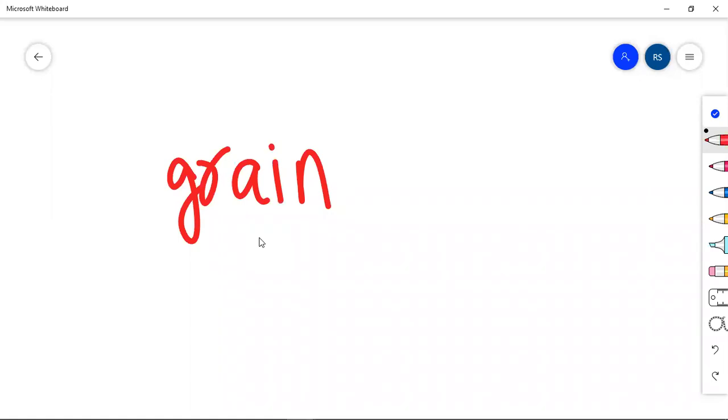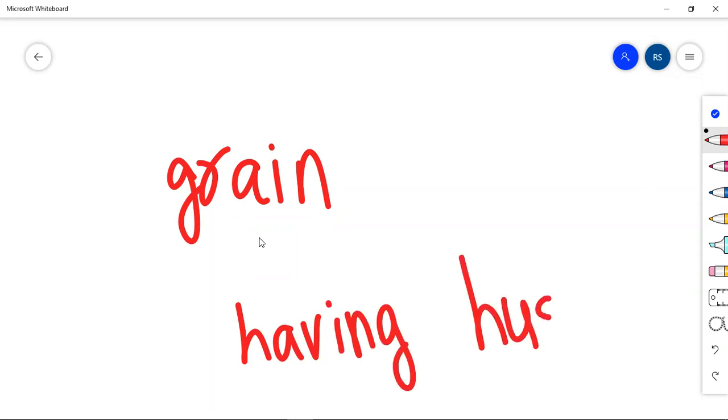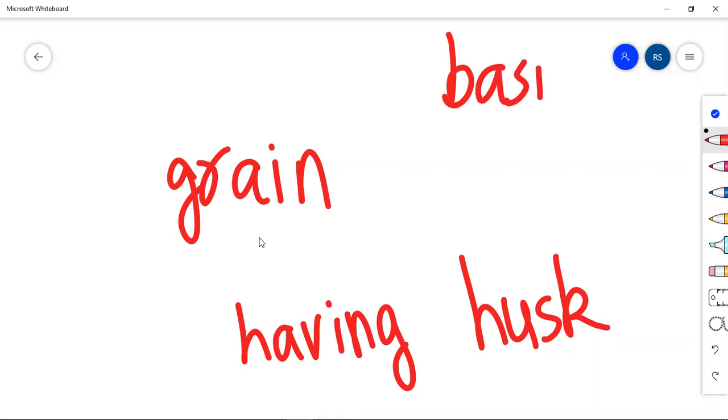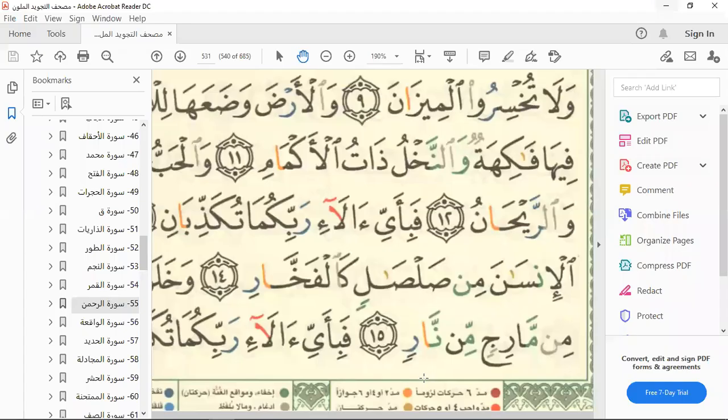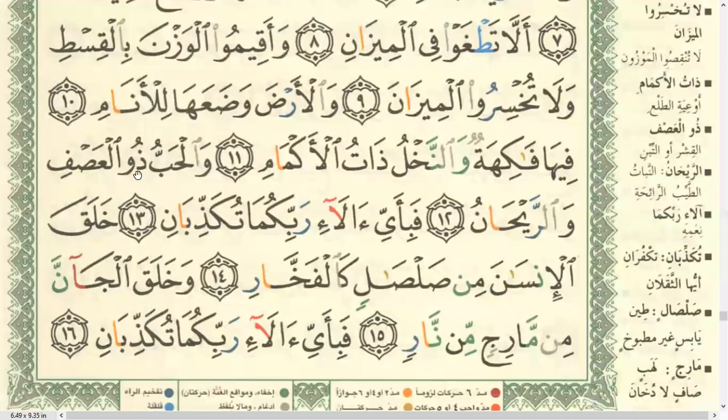So walhabu means grain, zul asfi means having husk. Walhabu zul asfi, and the grain having husk. Then the next word was rayhan. Rayhan means basil. It is an aromatic plant. You can also say scented plants like this, but its meaning is basil plant. Walhabu zul asfi wal rayhan, and the grains having husk, and the basil plant.